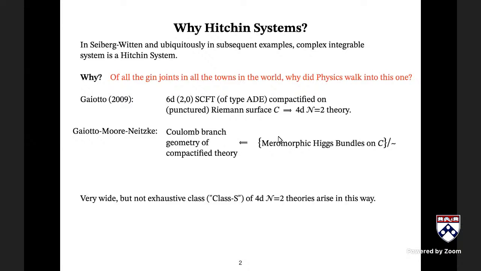And the ubiquity of Hitchin systems in the N=2 supersymmetric field theory literature is just the statement that class S theories form a very wide, but perhaps not exhaustive, class of 4D N=2 theories. So that's why we keep seeing Hitchin systems over and over again. It's because they came from 6 dimensions.